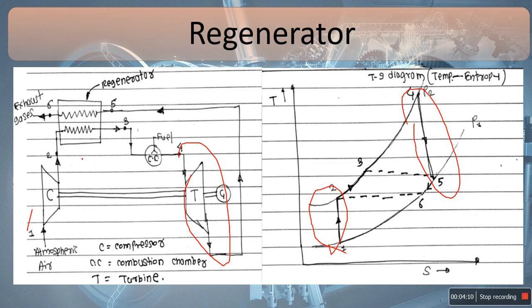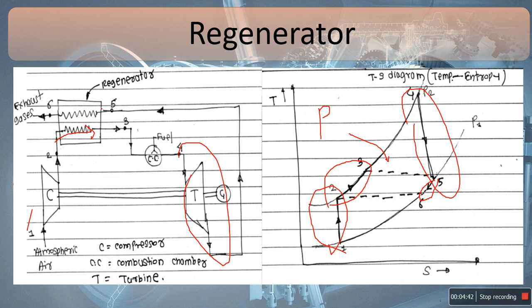Now the change is that in the previous diagram, 2 to 4 is the addition of heat, which takes place at constant pressure. Now the change is that 2 to 3 is the process change. In 2 to 3 there is one heat exchanger. The addition of heat is carried out in 2 to 3 with the help of 5 to 6. The 5 to 6 process is carried out in the regenerator.